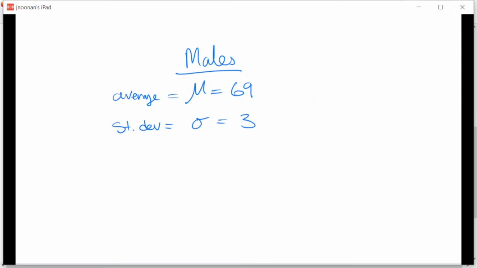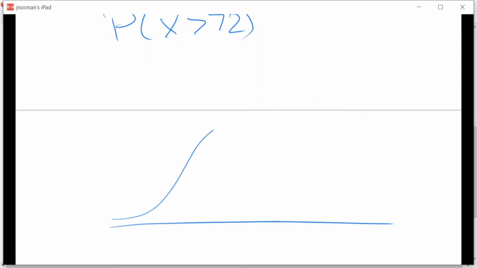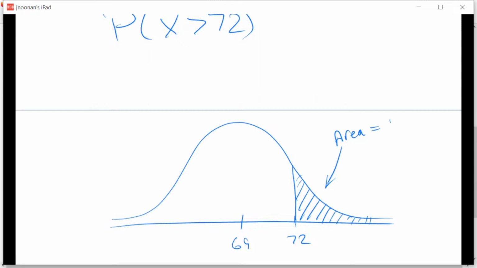And if I asked for the probability that a male is bigger than 72 inches, do you remember doing this in statistics? Some of you do, some of you have no idea, but this is a statistics thing. You would draw this curve, put 69 in the middle, put 72 somewhere over here, then draw this line and shade. The reason I told students we shade is because the area is the same as the probability.